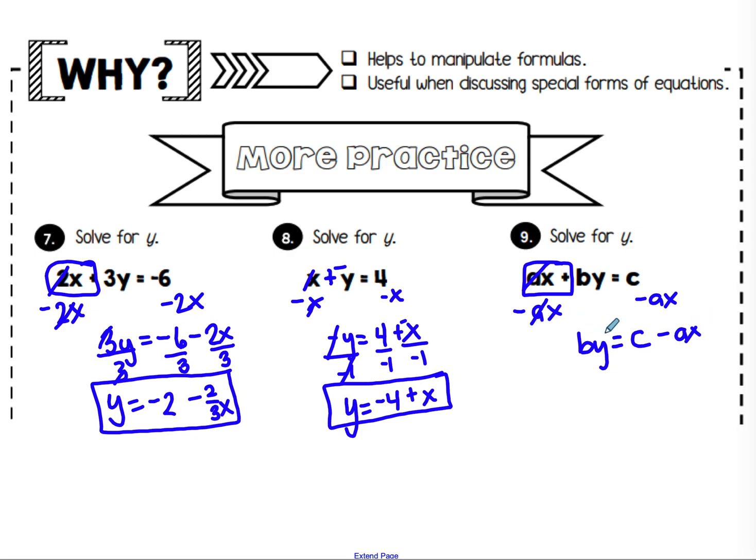To get rid of the b, that's multiplication, I've got to divide by b. This time, because I'm not dividing by a number, I'm dividing by a variable, I'm just going to write it underneath the whole thing because I can't simplify it. b divided by b is 1, so I'm left with y equals c minus a times x, all divided by b.